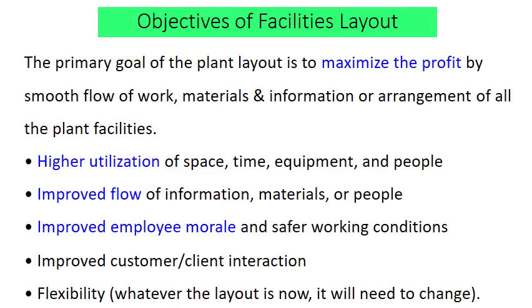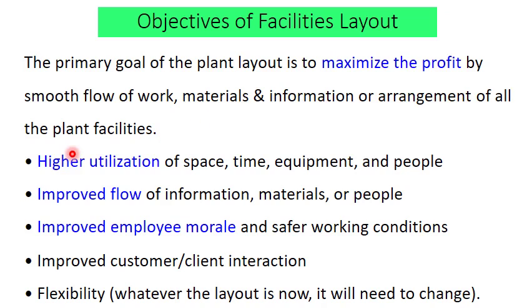Now let us see the objectives of facility layout. The primary goal of the plant layout is to maximize the profit. This is obvious. By bringing smooth flow of work, materials, information, or arrangement of all the plant facilities, we can achieve the maximum profit.